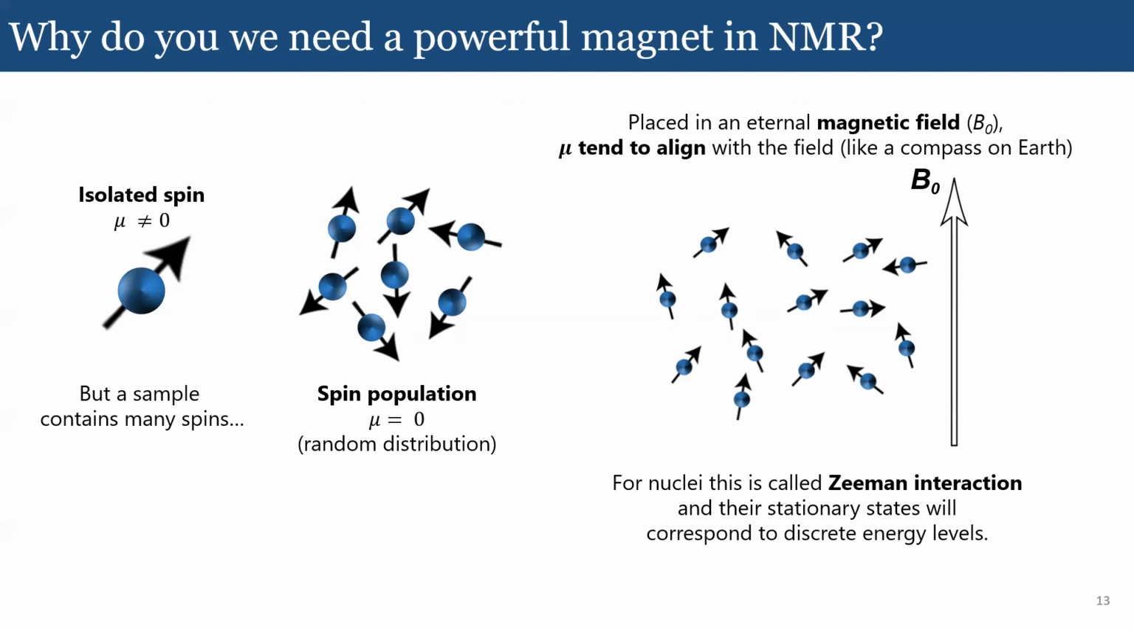And you might have heard that word because it's not only for NMR, it's much broader than that. It was in fact introduced for optical spectroscopy techniques. But now, since you know that nuclei are quantum particles, their stationary states will also correspond to discrete energy levels.